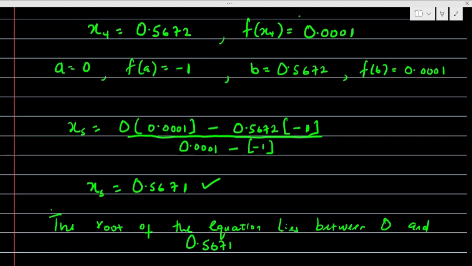Take, for example, Newton-Raphson. When we use Newton-Raphson, you will see that within about 4 to 5 iterations, your answer will be the same, which tells us that the value you have gotten is the actual root of the equation. But this one we have got here is the approximated root. So we can now say the root of the equation lies between 0 and 0.5671. I hope that is clear.